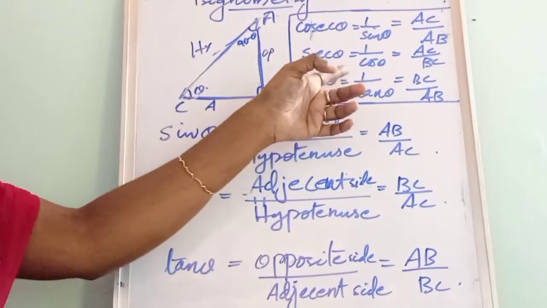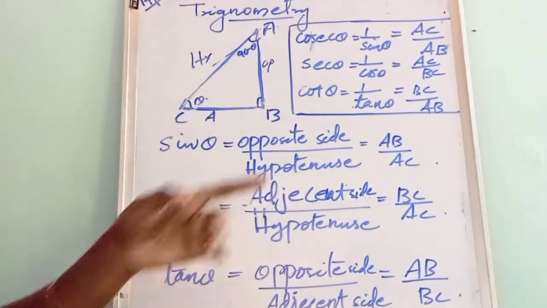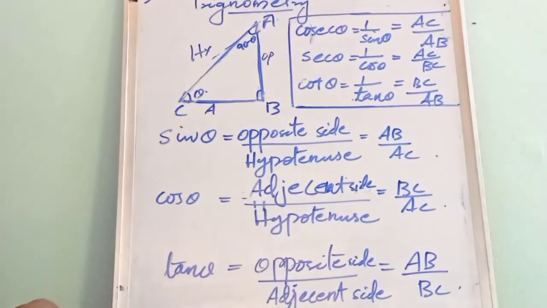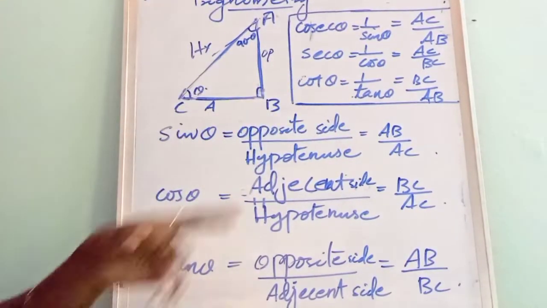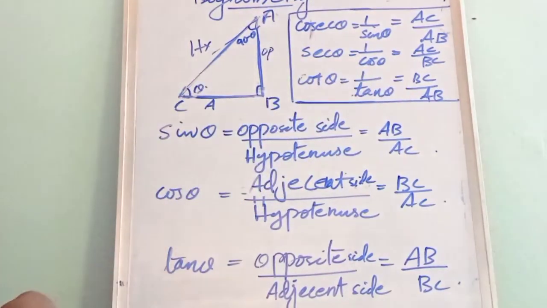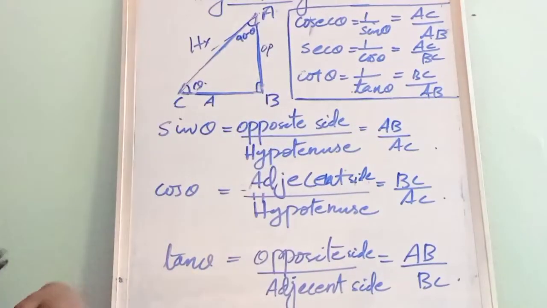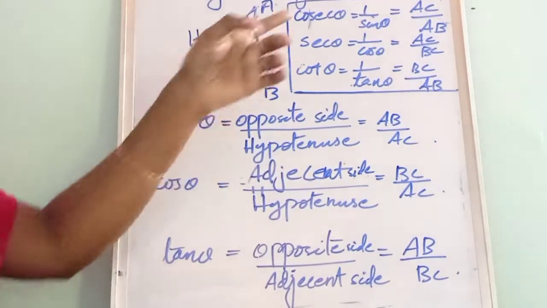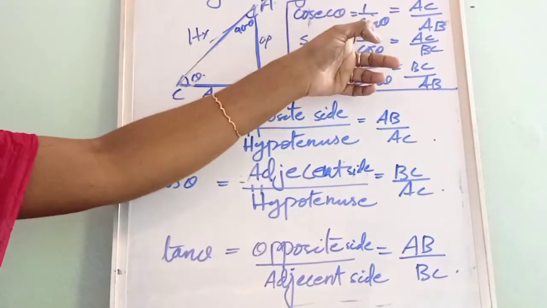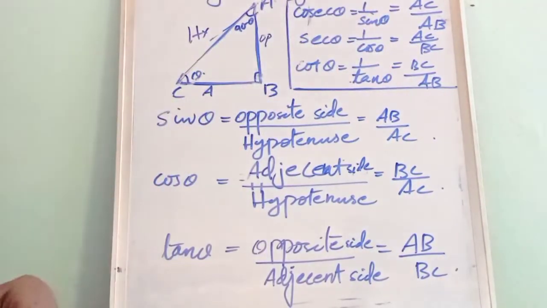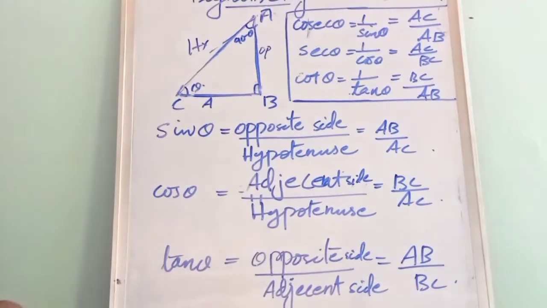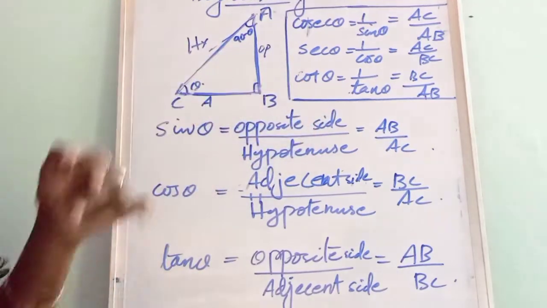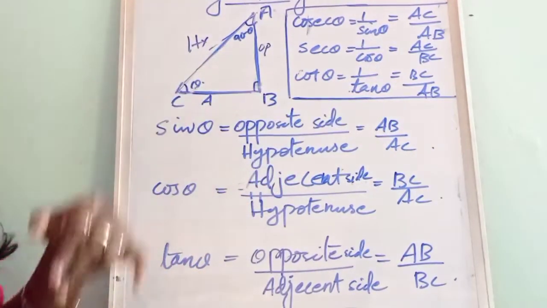Next, the reciprocal of tan theta, that is 1 by tan theta, is called cot theta, which is equal to BC divided by AB, that is adjacent side divided by opposite side. So cosec theta is equal to 1 by sin theta, sec theta is equal to 1 by cos theta, and cot theta is equal to 1 by tan theta.